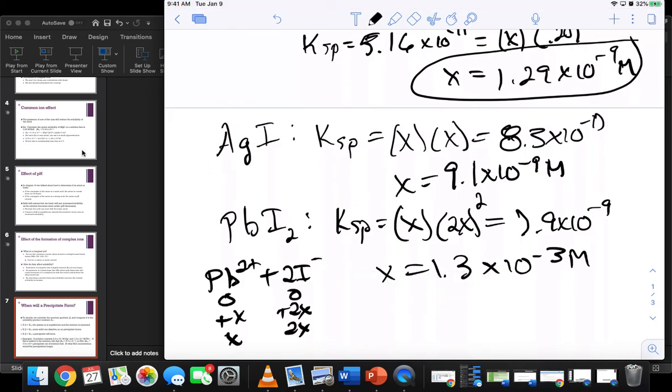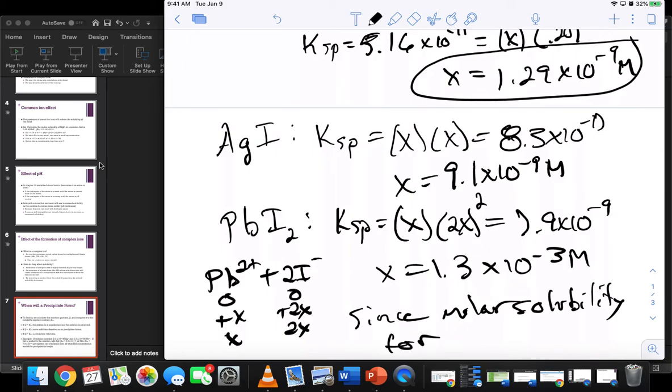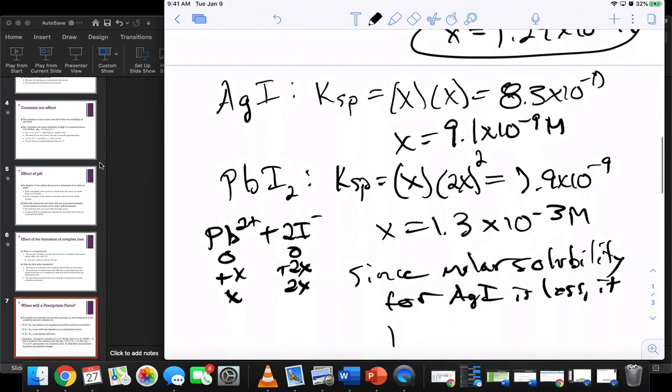But the end result of this, I have 2 molar solubility values. The one for silver iodide is less. And so I'm going to write this down here. Since my molar solubility for the silver iodide is less, it precipitates first.